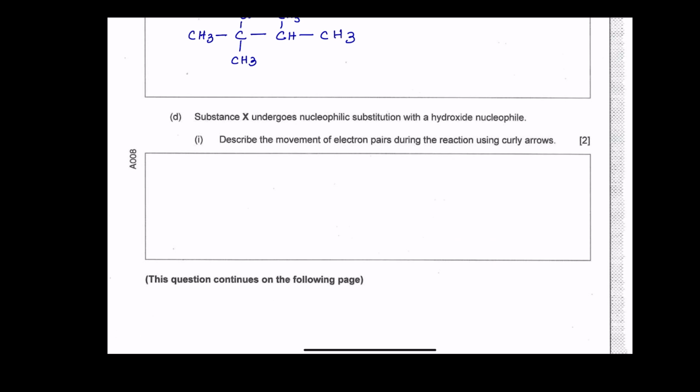Next, the substance X undergoes nucleophilic substitution with a hydroxide nucleophile. Show the movement of electron pairs during the reaction using curly arrows. So you just have to show the reaction using curly arrows. So this is the compound.